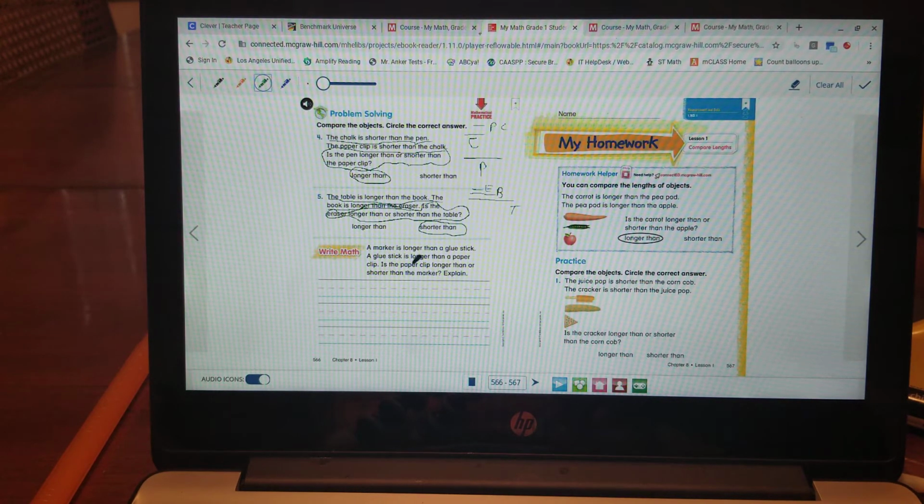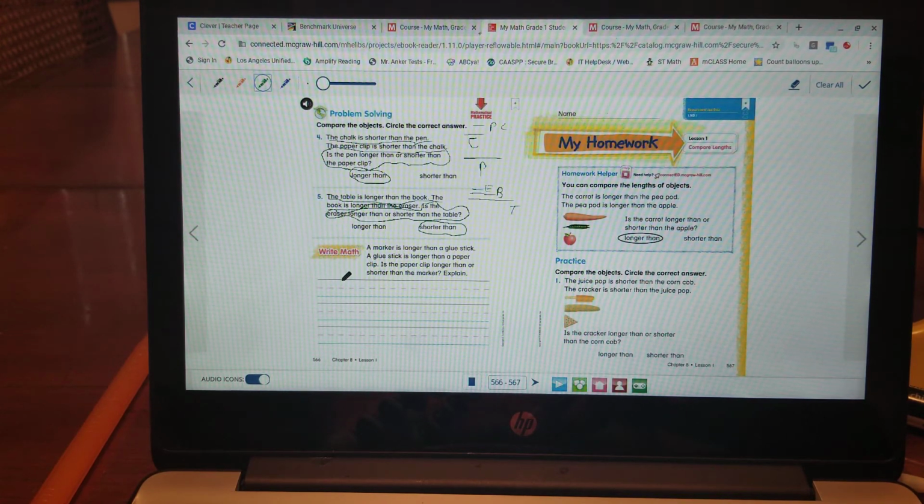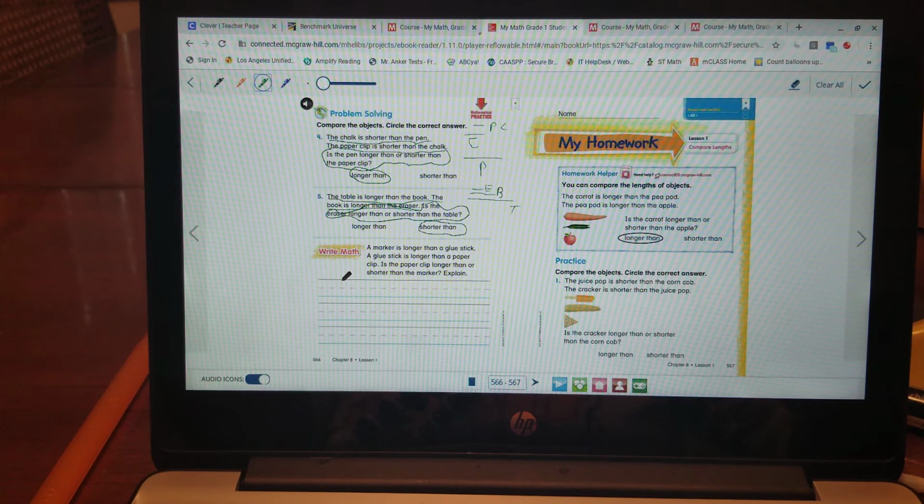Explain. So you have 2 things to do. You have to tell whether or not the paper clip is longer than or shorter than the marker, and then explain how you know. Explain it. You can say something like, well, I drew the picture and the picture shows that it's longer or shorter. Or you could say, I know that this is correct because, and explain it that way.